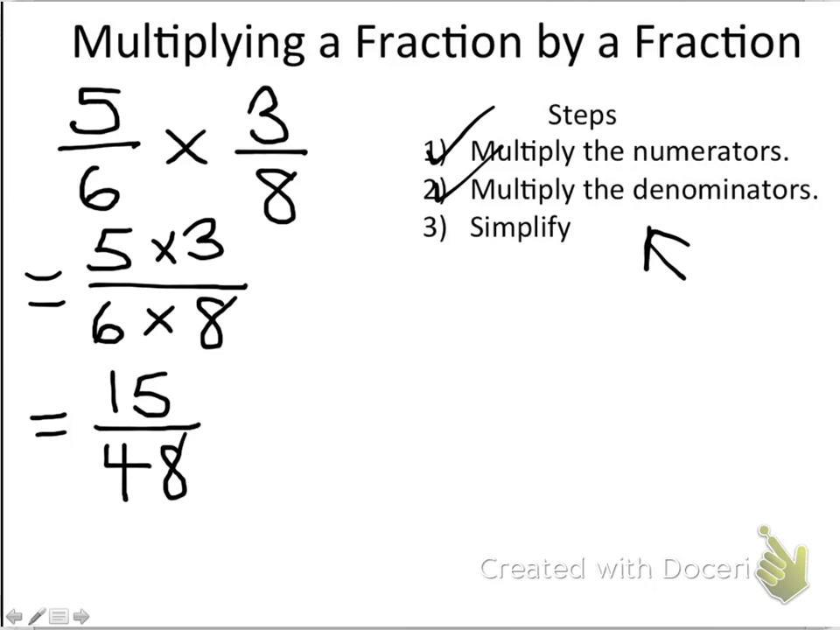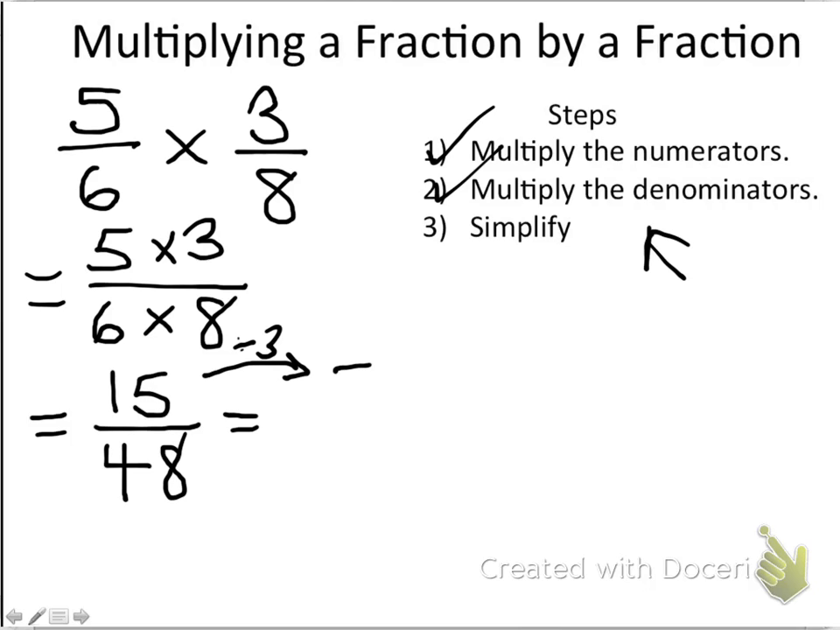Now I need to do the last step, which is to simplify. To simplify this fraction, I know that both the numerator and the denominator are divisible by 3. So I'm going to divide both by 3. I know that using the divisibility rules. 1 plus 5 gives 6, and I know 6 is divisible by 3. 4 plus 8 gives 12, which I know is divisible by 3 as well. So to get from this step to this one, I'm going to divide by 3.